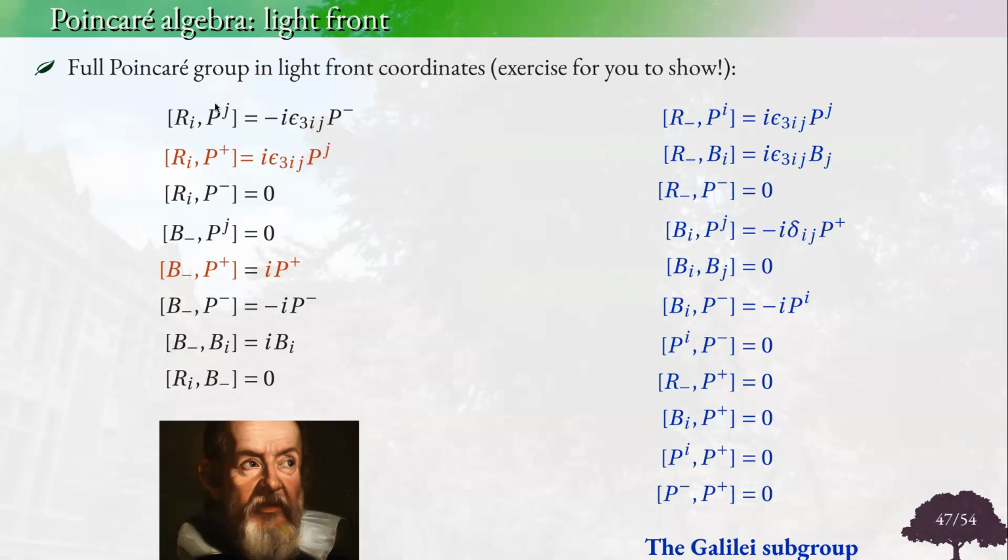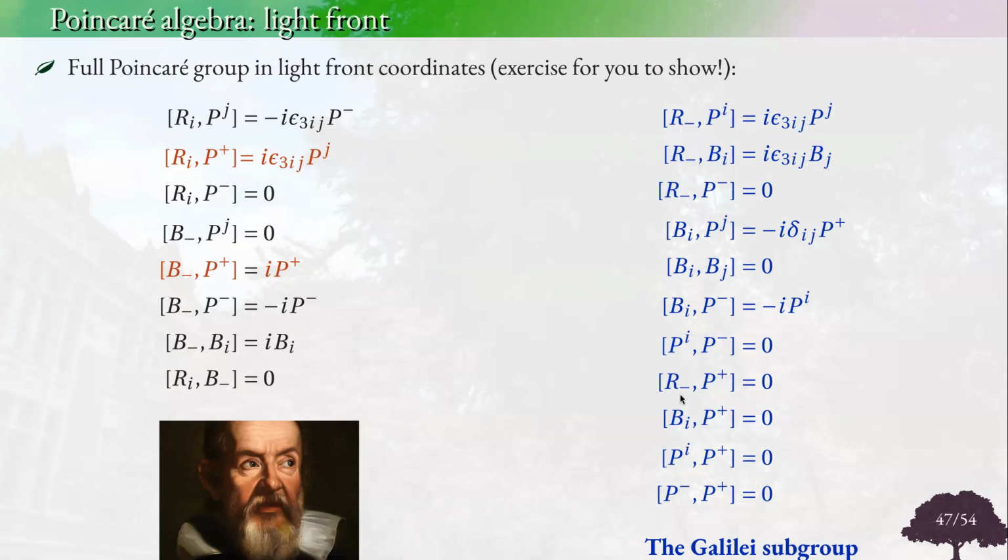The ones on the left are not part of the Galilei subgroup. The ones on the right are part of the Galilei subgroup. These red formulas here are telling you that some of these generators do not commute with P+. The Galilei subgroup is the subgroup that leaves P+ invariant, and these red formulas are the reasons that B- and Ri are not part of the Galilean subgroup. However, the rest of these formulas are part of it.